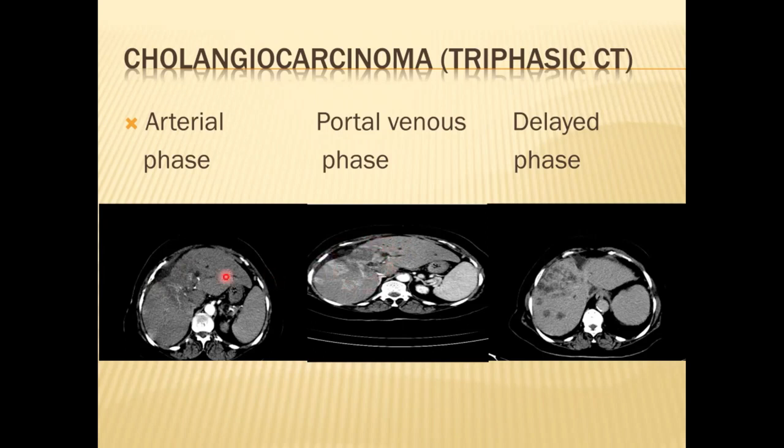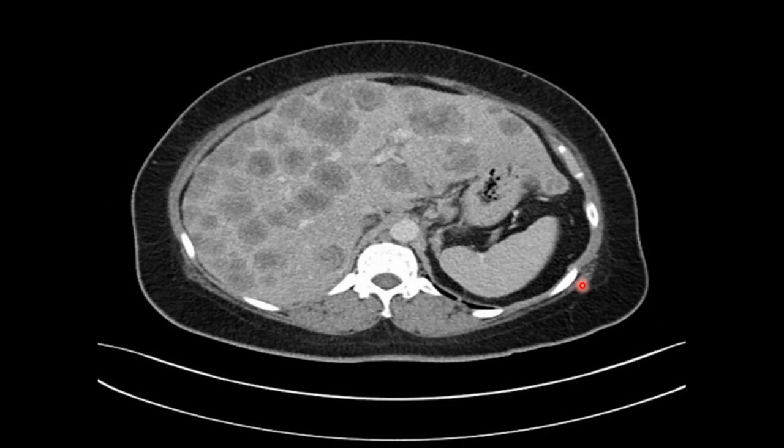They are typical features of cholangiocarcinoma. As we can see, it shows minimal enhancement on arterial phase with gradual central fill-in on delayed portal venous phases and delayed phases. Any guesses?